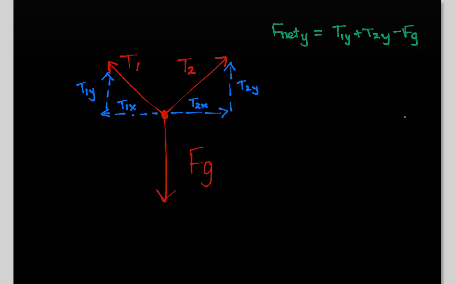And now here comes the most important part. The system is not accelerating, so the acceleration is 0. So F net is 0. That's the most important part. T1y plus T2y minus Fg. Now, if you wanted to make a statement about this system that really summarized it very well, is if you threw Fg to the other side.